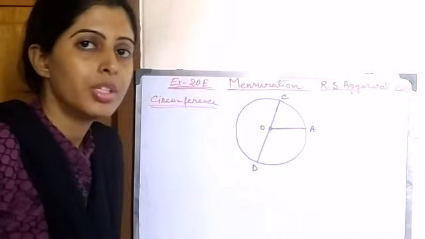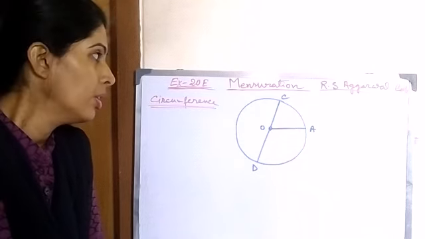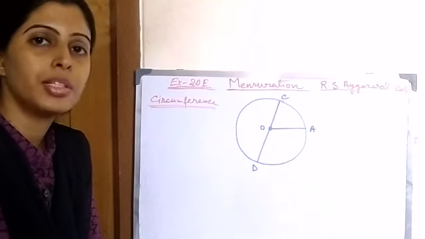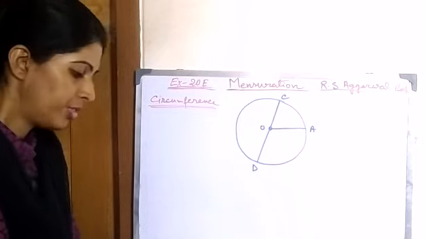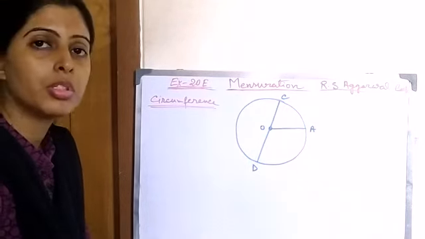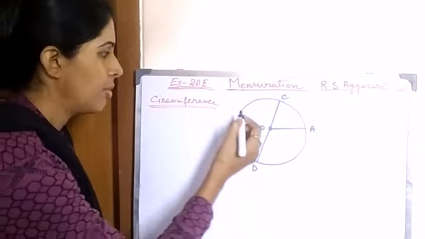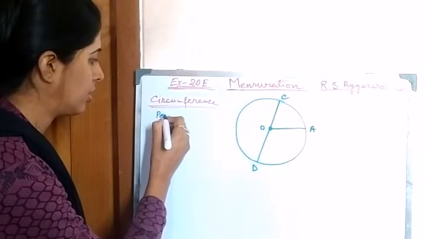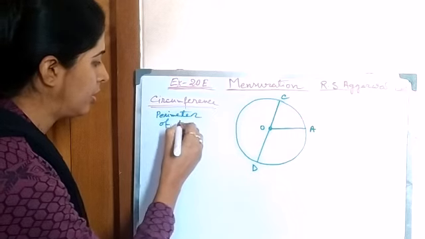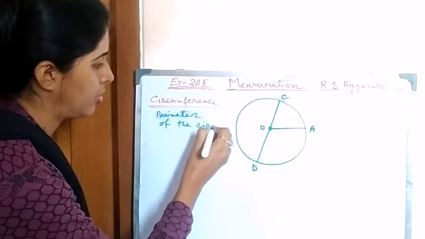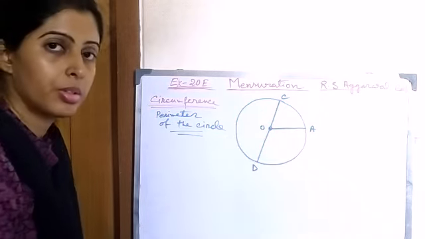Today I am going to discuss the circumference of the circle. This is exercise 20E from the chapter on mensuration. First we will learn about circumference. What is circumference? Circumference means the perimeter of the circle. Perimeter means total boundary length.